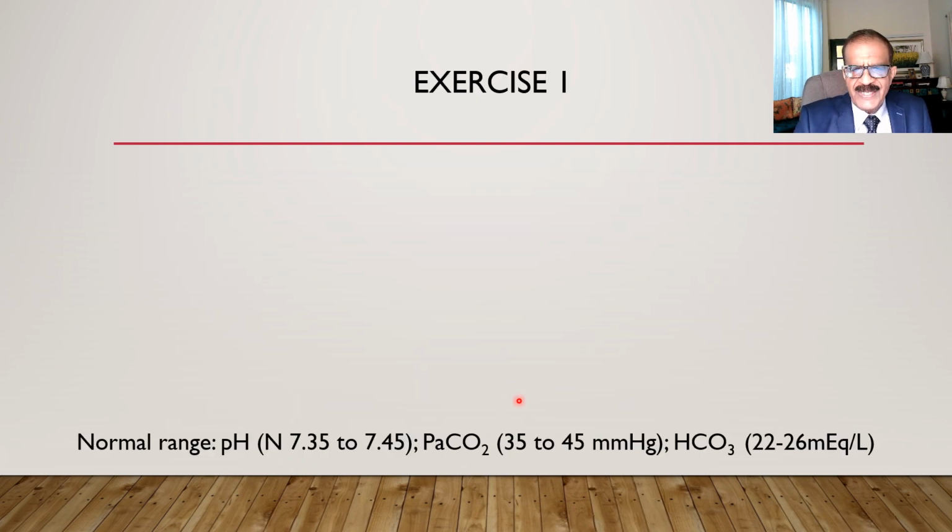So let's do the exercise now. I think you have now some idea, and you may be able to do this exercise now. On every slide, I have shown you the normal values: the normal range of pH, normal range of PaCO2, and normal range of bicarb. Oxygen is not given here because we are actually discussing acid-base abnormalities.